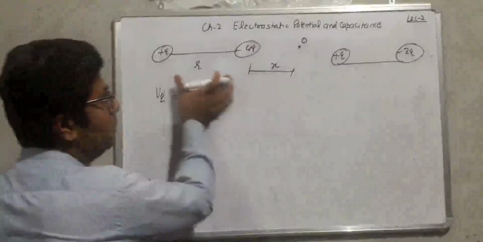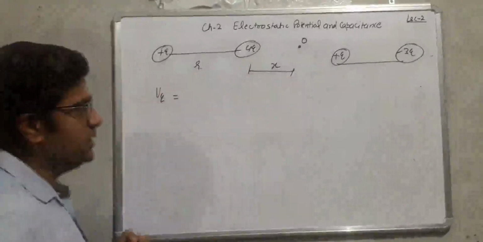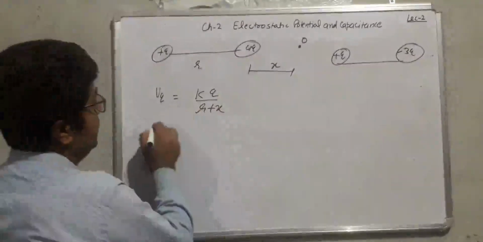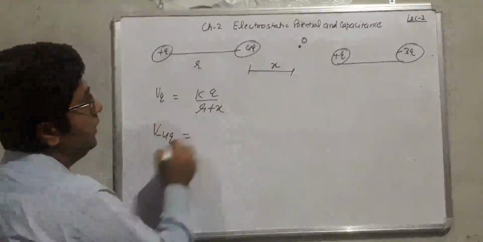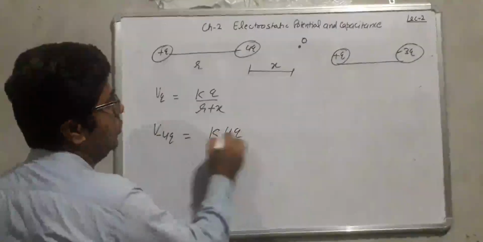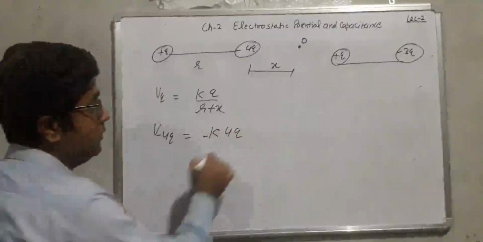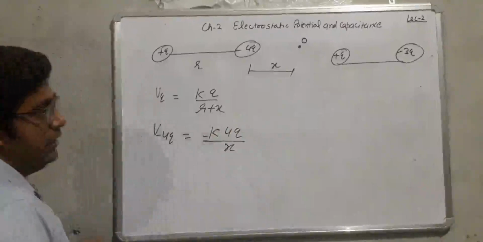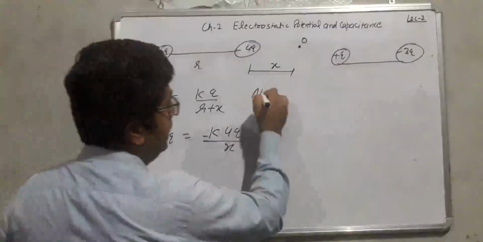For this it is x, or for this it is r plus x. It's easier for your calculation. So the potential due to q is kq by r plus x. And the potential due to minus 4q becomes k 4q with a minus sign because of the negative charge, divided by the distance, which is x.